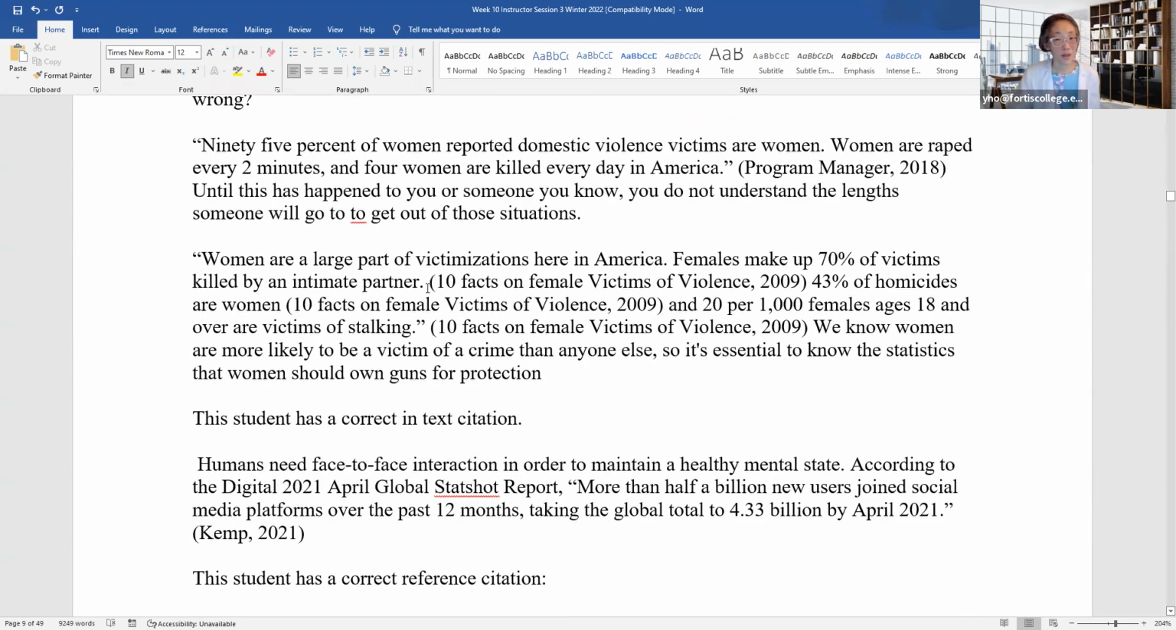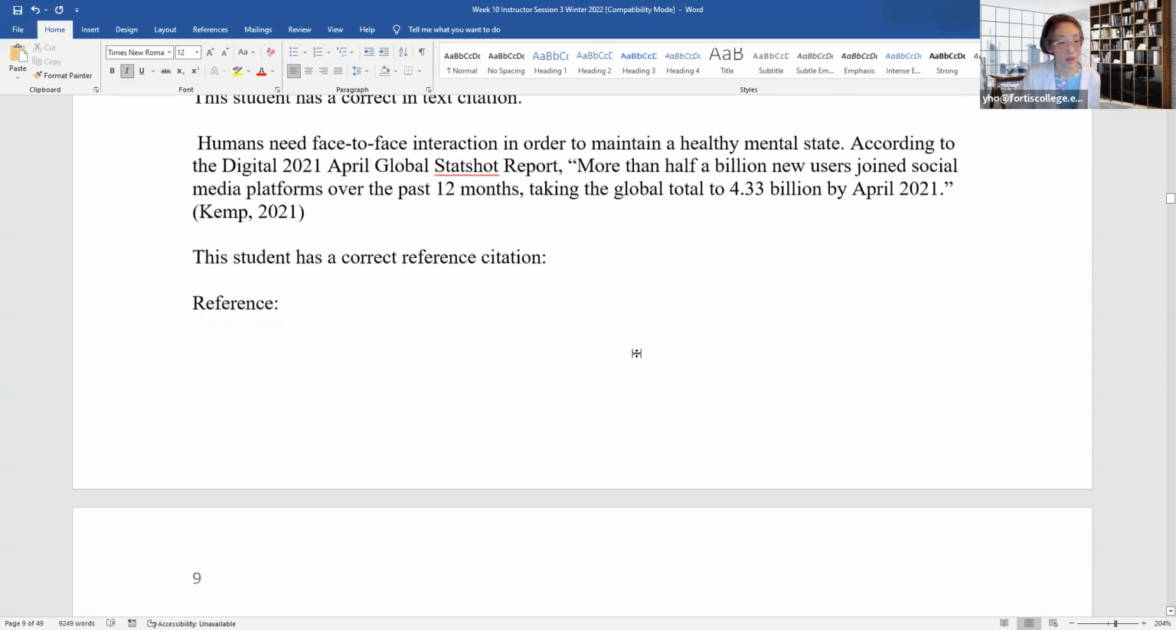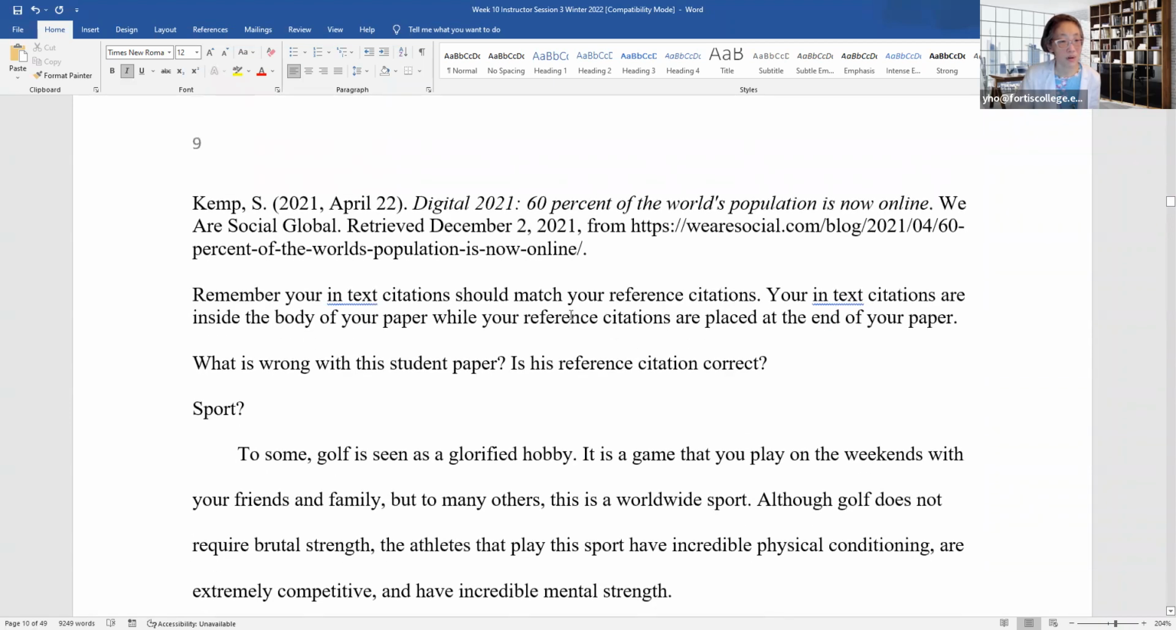And here you have more examples. Here's an example of an in-text citation where somebody writes in too many facts all at the same time. But she did a good job putting in her citation. Obviously there was no author name, so she put in the website name and then the date, okay? And these people have correct citations.